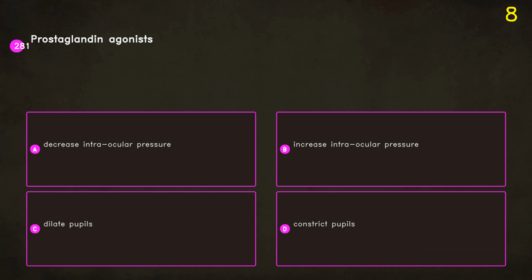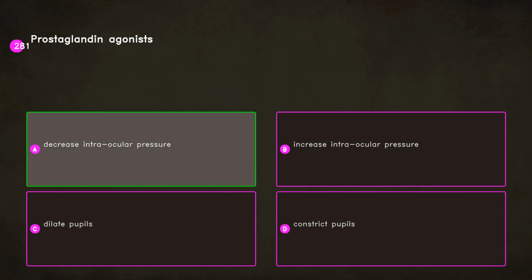Question 281. Prostaglandin agonists A. Decrease intraocular pressure. B. Increase intraocular pressure. C. Dilate pupils. D. Constrict pupils. The correct answer is decrease intraocular pressure.